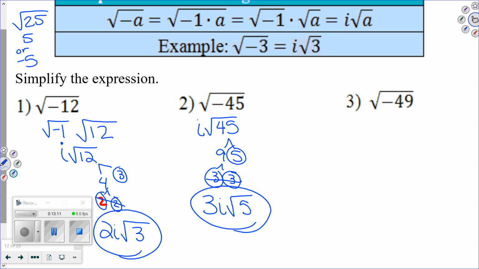Now, a couple things. Every year, somebody goes, can I write i3? Technically, yeah. Would you write x3 or 3x? You'd write 3x, right? It's just how we're used to seeing it. It looks weird if you do it the other way. It's not wrong. I will not count it wrong. It just looks weird. Okay?